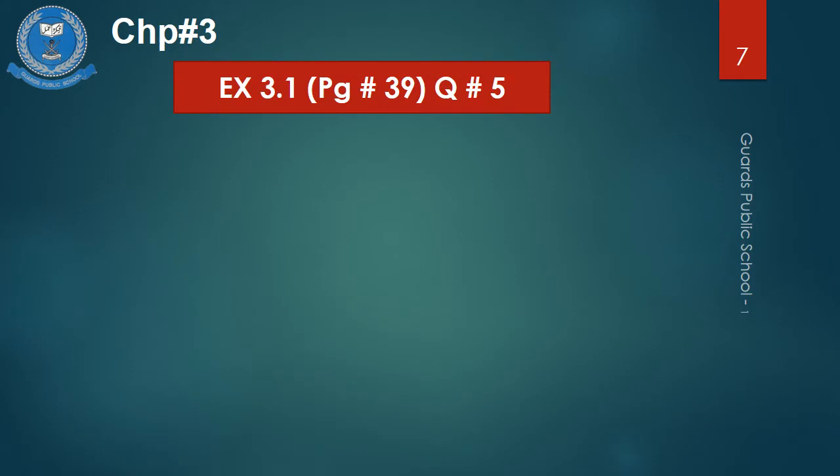Now students, it's time for exercise 3.1, the same exercise on the same page, page number 39, question number 5. How many parts do you have to attempt? 1 till 5. So let's start. It's a very simple question, question number 5: change into improper fraction.